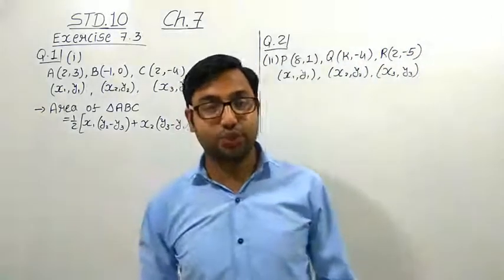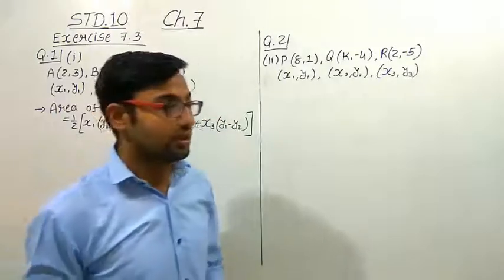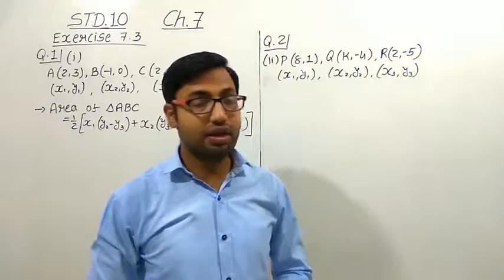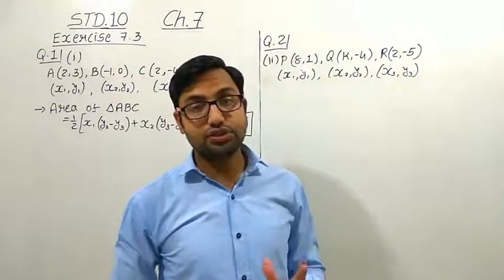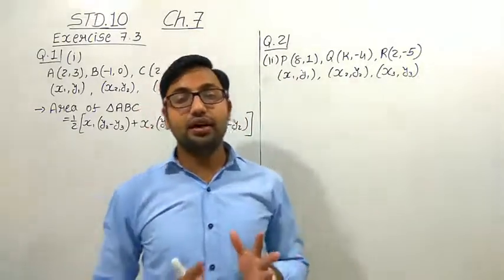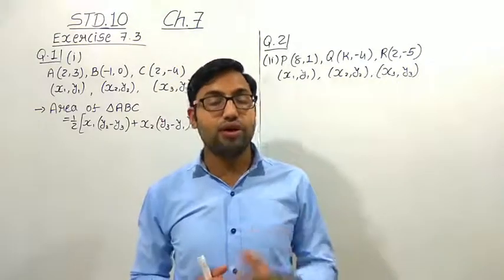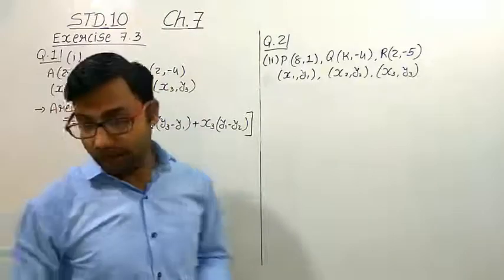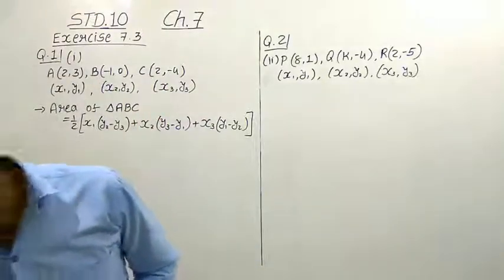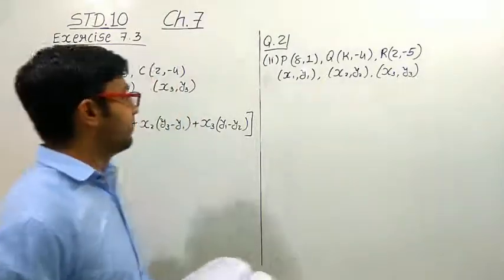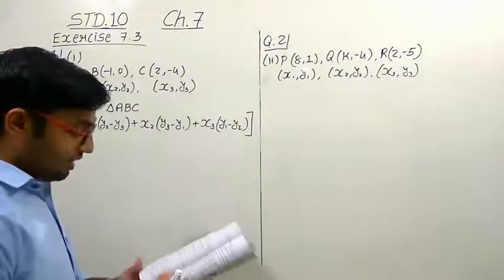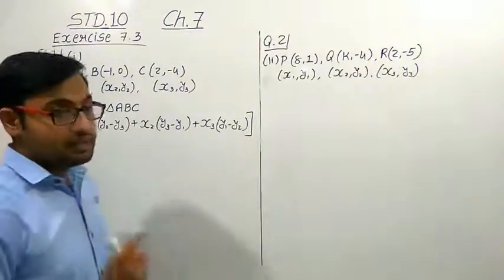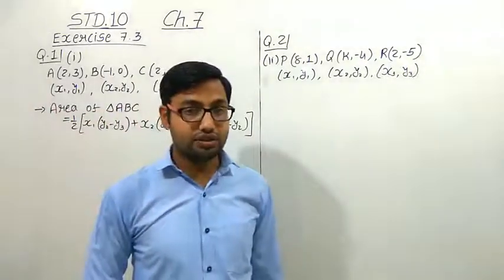Hello students, today we will use the formula that we have derived in the last class, okay? And the formula that we have derived is to find out the area of a triangle using the coordinates. So let us study the question regarding that formula, that is exercise 7.3, of standard 10, chapter number 7, coordinate geometry.